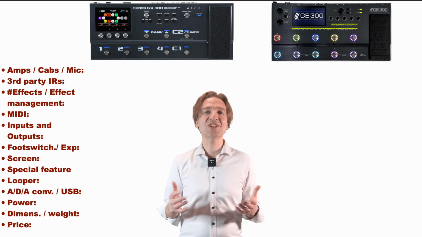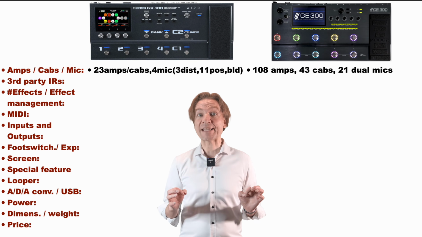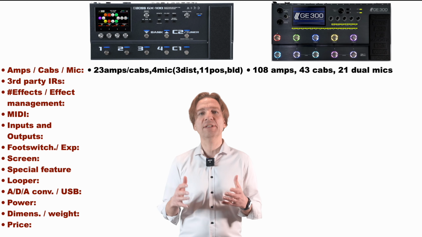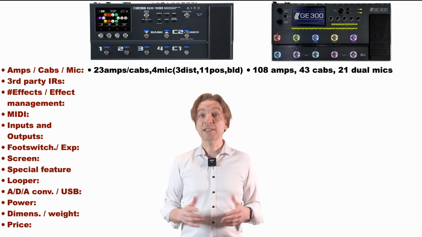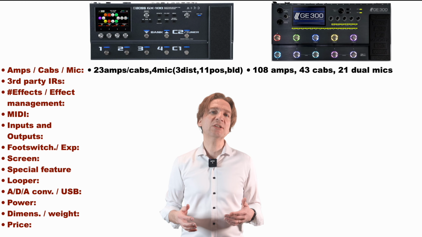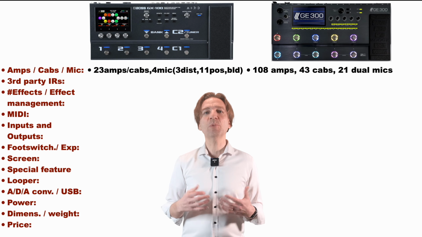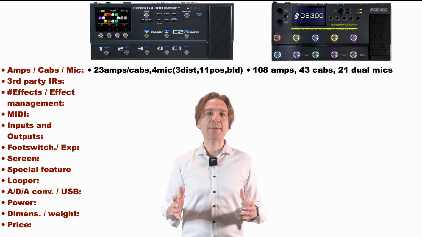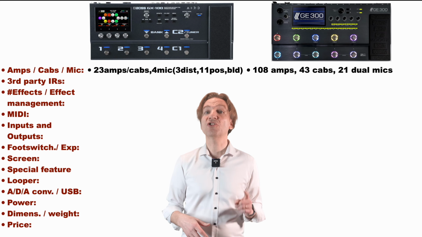First of all, in the GX100 we have 23 amps and cabs and 4 mics, with the possibility to choose 3 distances and 11 positions of the mic over the cab, and to blend the sound of 2 mics. On the other hand, in the Mooer GE 300 we have 108 amps, 43 cabs and the possibility to load 2 mics at a time, managing them separately. I mean, not blending them, like in the Boss GX100.